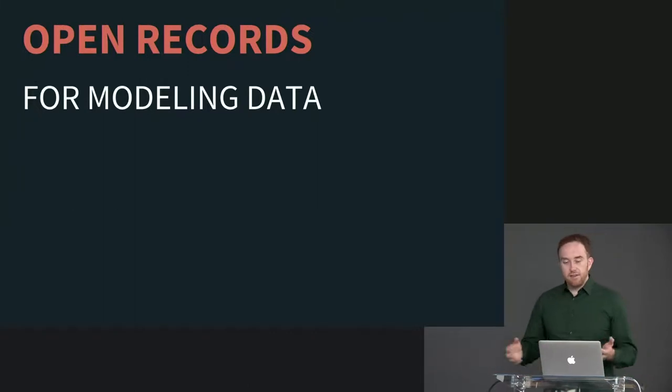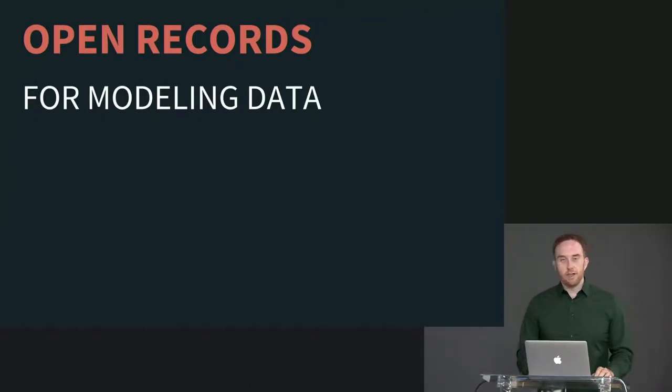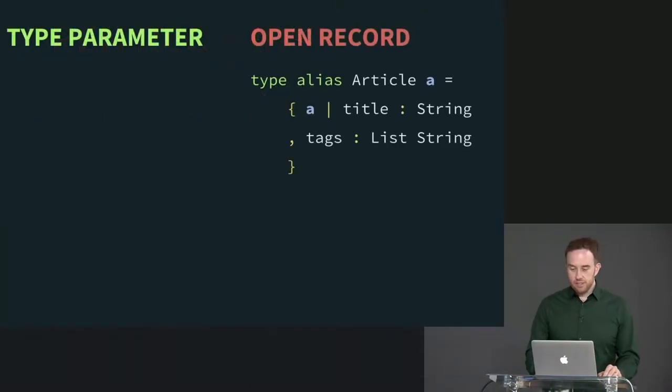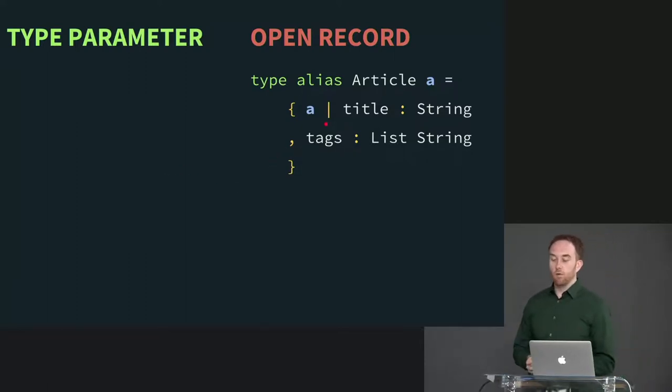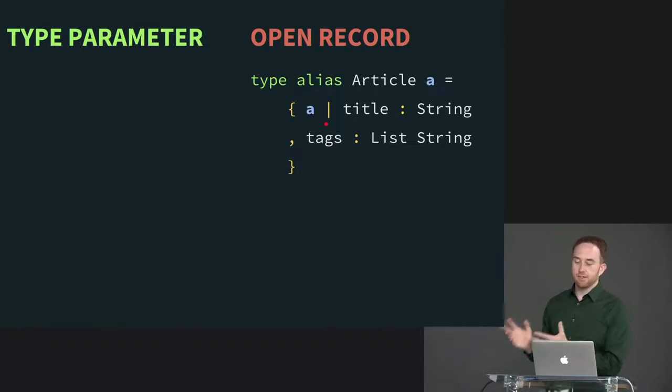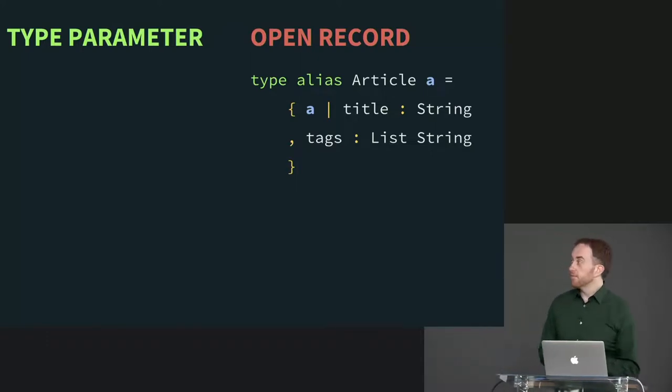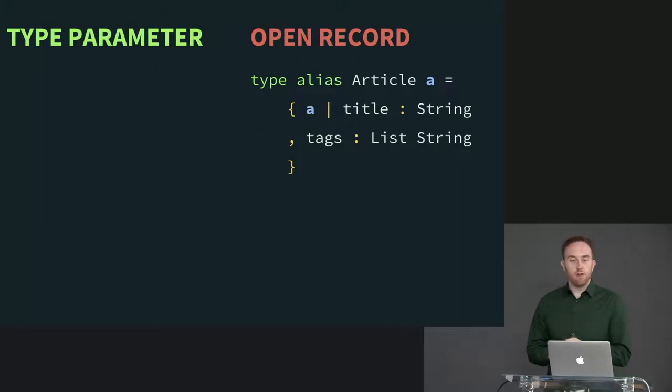And finally, the other thing that you can use open records for is for modeling data. This is another unintended use for them. So there's two ways to do the following thing. One is with a type parameter. The other was with an open record. So look at the open record way first. So you say type alias article A equals A pipe title, which is a string, and tags, which is a list of strings. So this comes up in the following scenario.